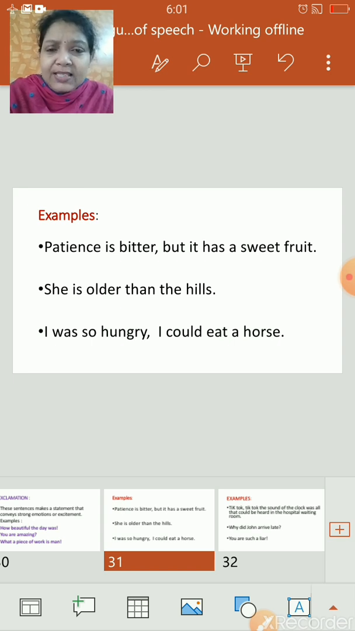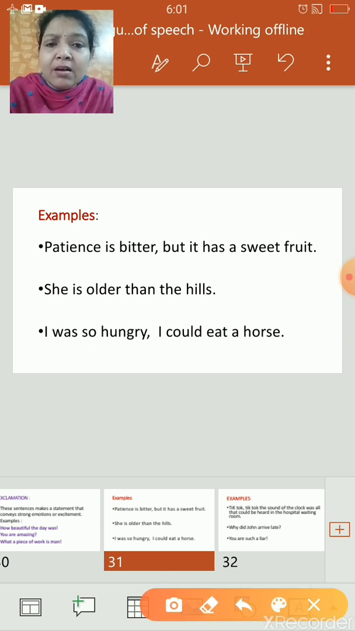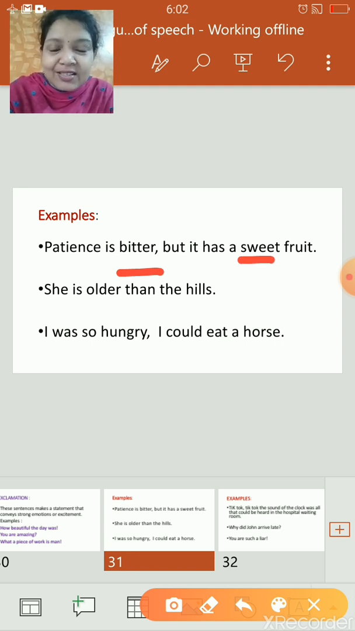Now the first one is, patience is bitter but it has a sweet fruit. Over here, bitter and sweet are two opposite words. So of course you have to tell me, when two opposite words come in one sentence, what is it called? Yes, it is nothing but antithesis, right?